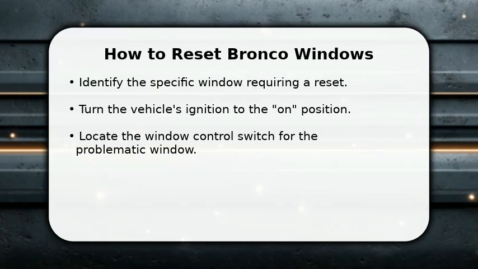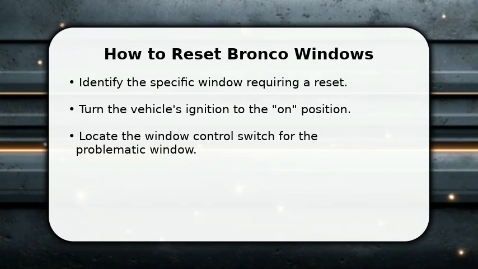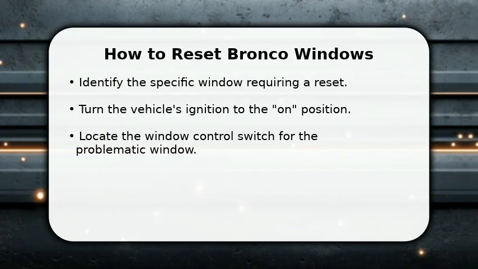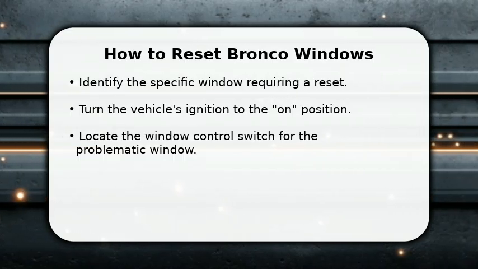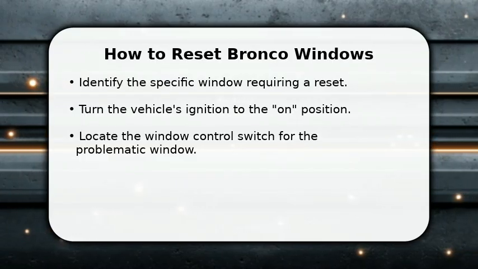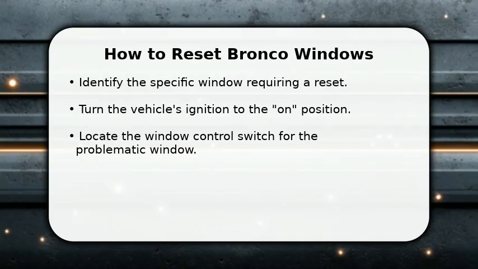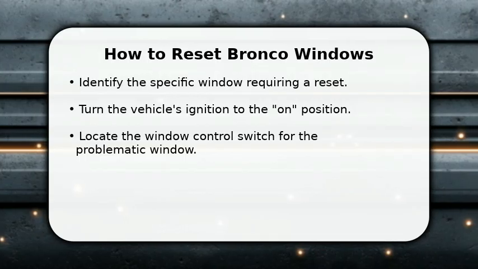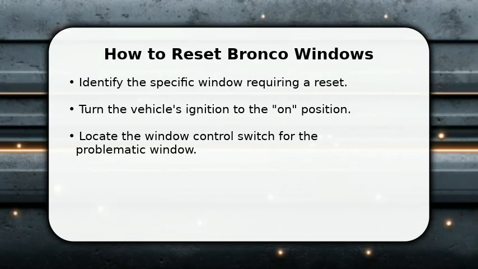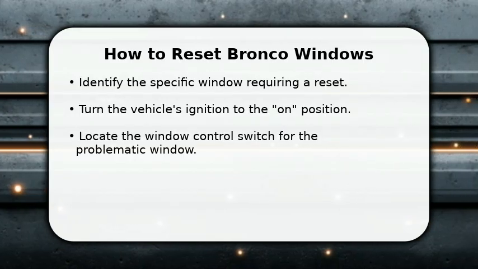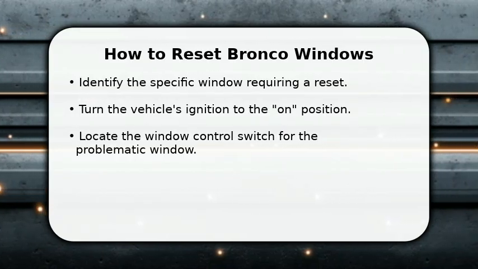Enjoy the video. In this video, I will explain how to reset Ford Bronco windows. First, identify which window needs attention. Next, ensure your Bronco's ignition is turned to the on position, but you don't need to start the engine. Then, find the window control switch for the specific window you're working on. This simple process can often resolve minor window operational glitches, getting your power windows back to smooth, reliable function in no time.